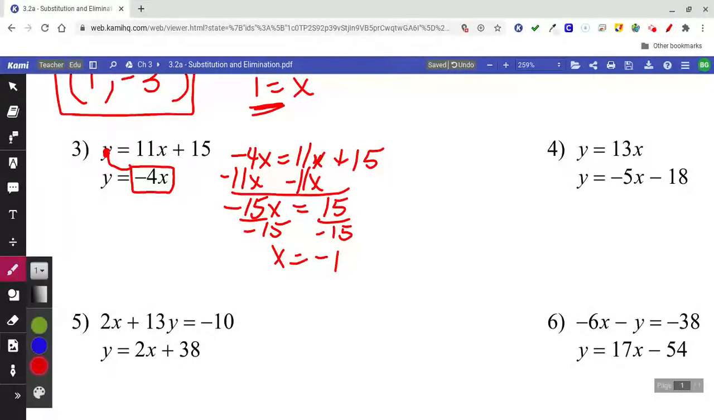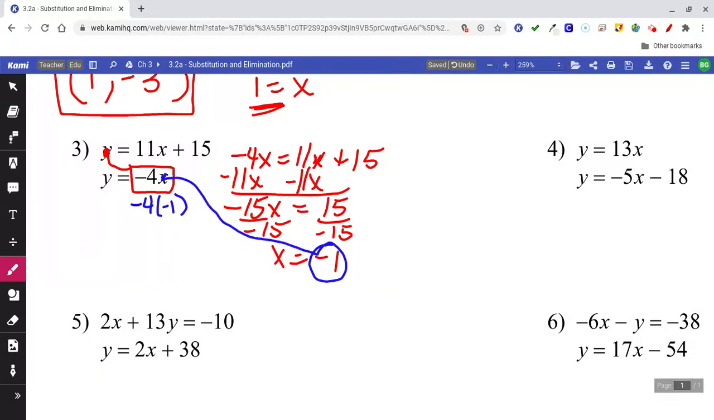The problem is I don't know the other value yet. I know that y equals -4x, and we just found that x was -1, so I'm going to do a second substitution. Basically what I'm doing is taking this -1 and putting it in place of the x variable. y equals -4 times -1, y equals +4. So now that I know both values, I've got the solution. x is -1, y is 4.